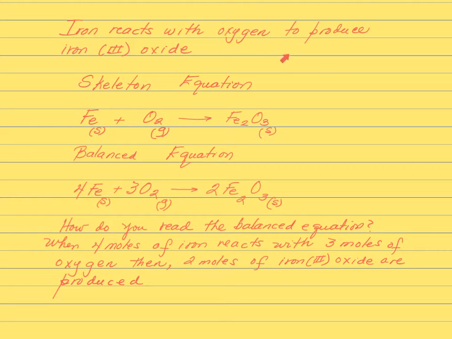Iron is reacting with oxygen to produce iron trioxide. Okay, that's the word equation. If you want to translate that into the chemical equation or skeleton equation, this is the skeleton equation. Now, what happened with the skeleton equation? You look at the subscripts over here, it is not balanced. How are you going to balance that? Using coefficients. You already know that.